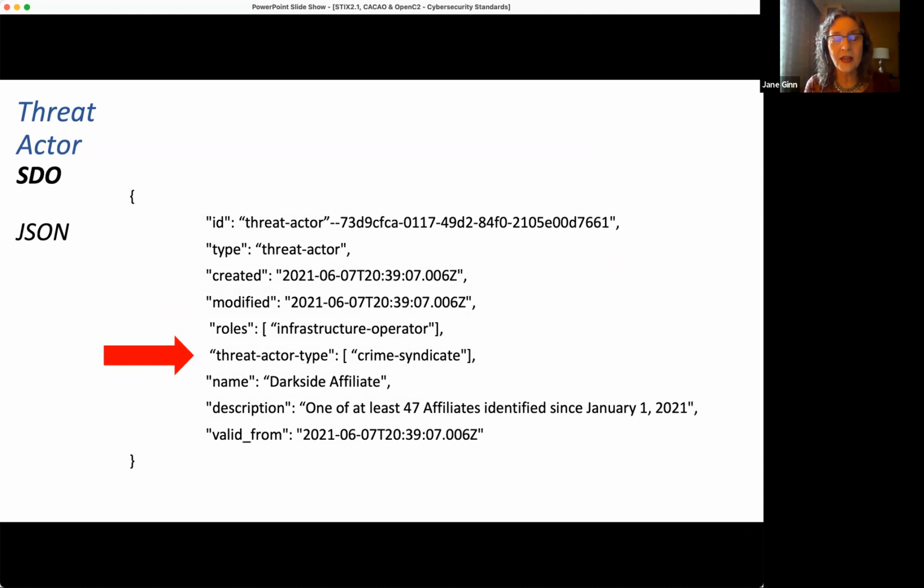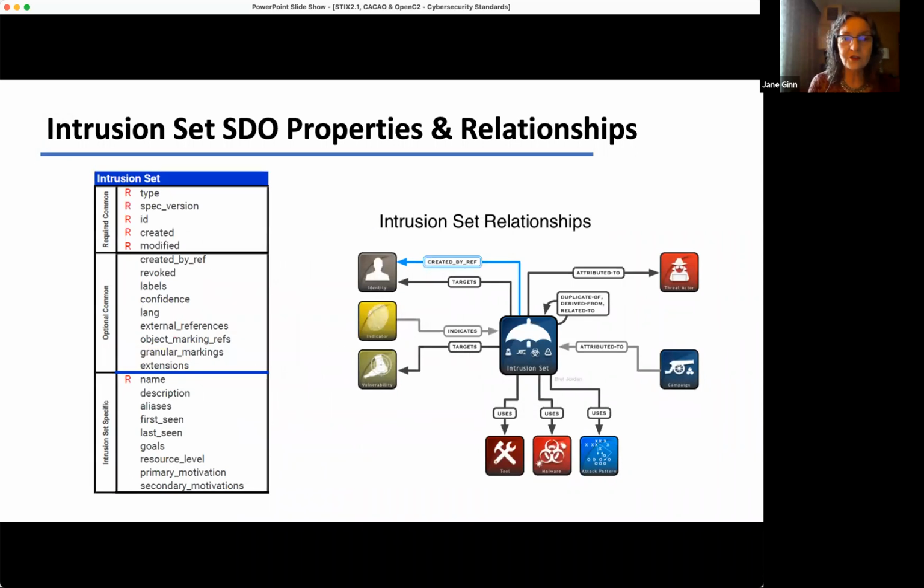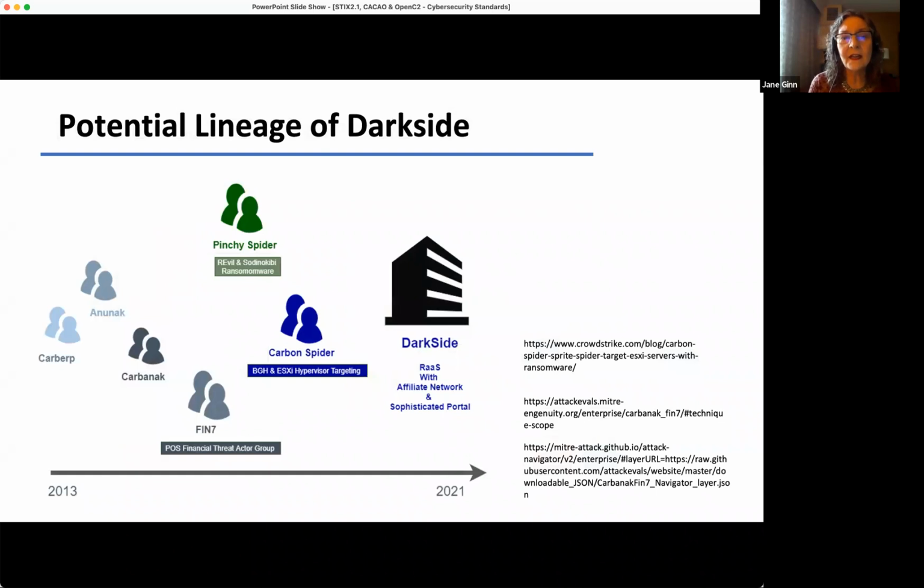And then here's how it's represented in JSON. And you can see how we used one of those optional threat actor type properties to then define that this is a crime syndicate. So that's how we're relating this information to our sharing community. Now, we also added a really interesting SDO in STIX 2.1 called Intrusion Set that allows us to capture information over time.